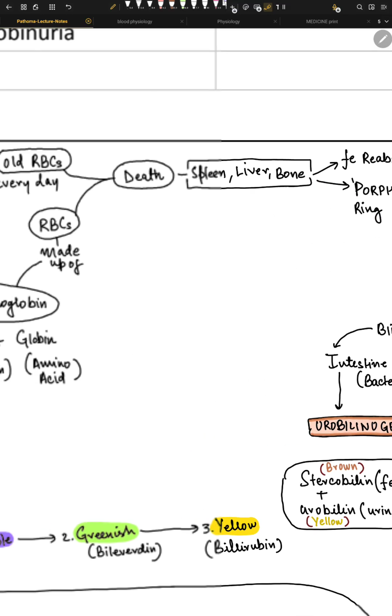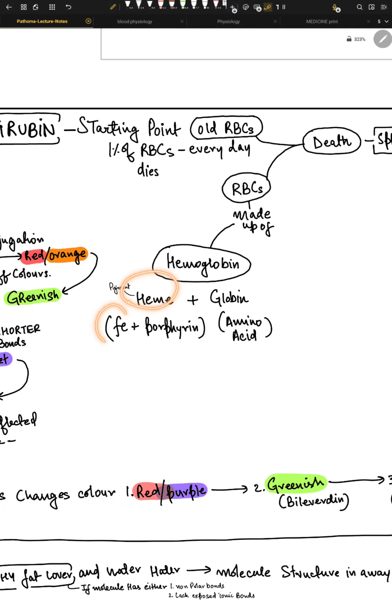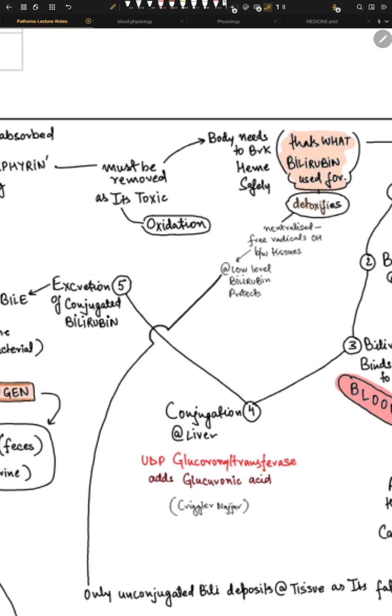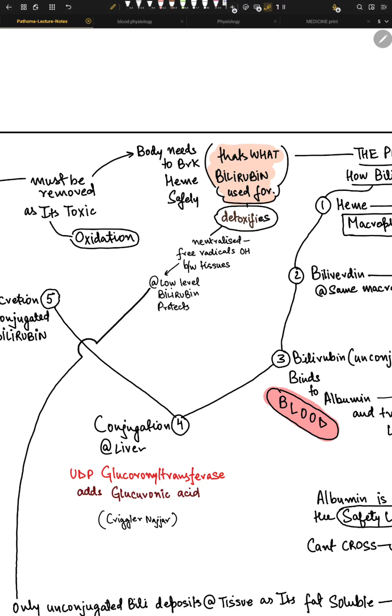Heme gives us porphyrin, right? As we know, heme is made up of ferrous and porphyrin. Ferrous is the iron part, porphyrin is the metal claw that holds this iron, right? So we need a safe mechanism to just throw this porphyrin away, because it's dangerous for us. So this is where bilirubin is found, it's used for detoxification.